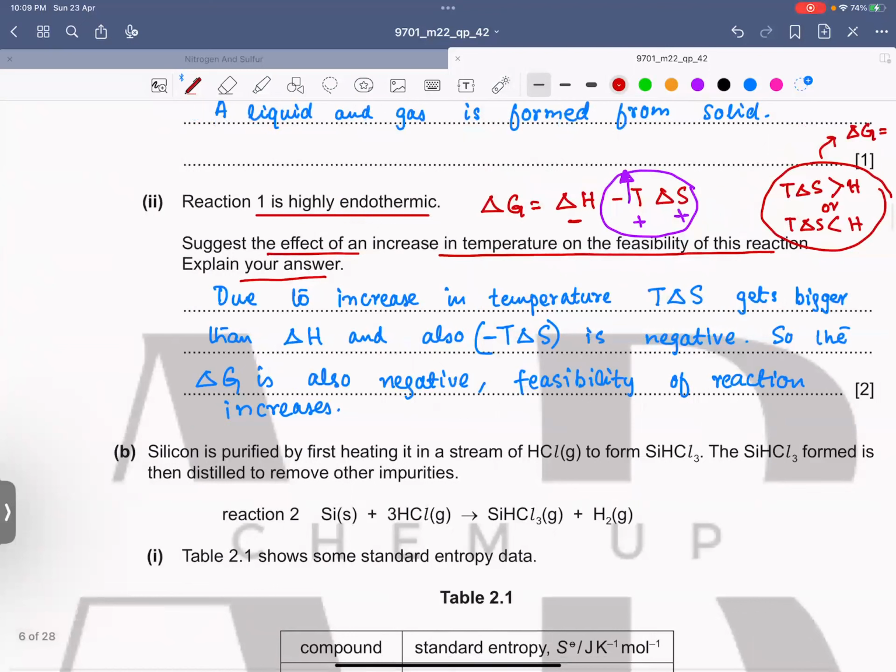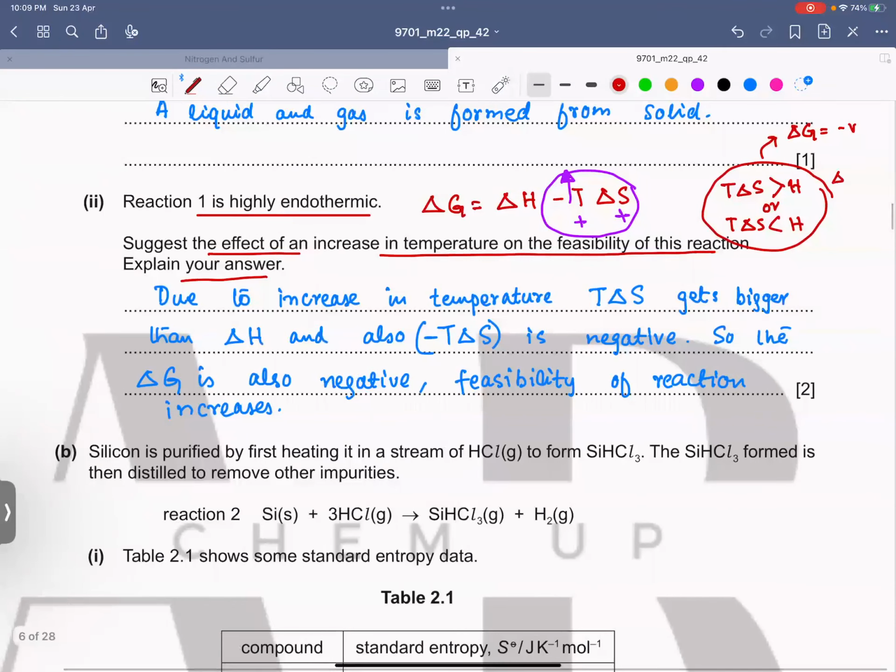But this is the case when we are talking about when the Gibbs free energy is negative. When the Gibbs free energy is positive, then there could be two scenarios. If the T delta S is greater than delta H, then Gibbs free energy is negative, so the reaction gets feasible. But if the T delta S is less than delta H, then the value for the Gibbs free energy is positive and the reaction becomes not feasible. Okay, Rimsha?